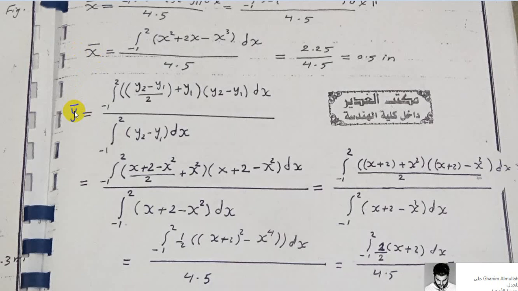The y dash will be taken from the midpoint of the two-dimensional area strip to the x-axis in this case.